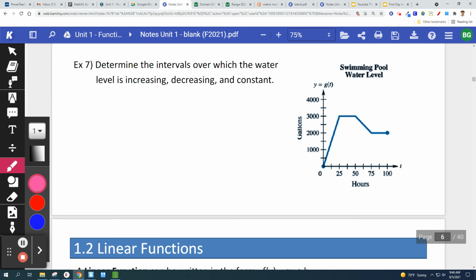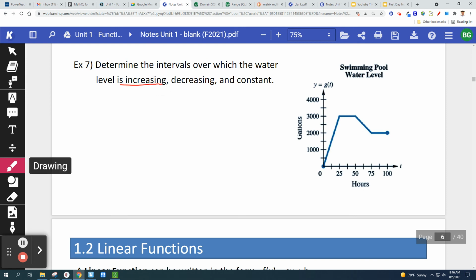Number 7, increasing. Well, that's here. I don't care about the 3,000. Don't look at 3,000. Don't say it goes from 0 to 3,000. Even though that's true, that's not what they're asking. When they ask about intervals, they're talking about the domain. So they're saying from 0 to 25. Decreasing. Again, don't look at the 3,000. Here's where it's decreasing. It's decreasing from 50 to 75.